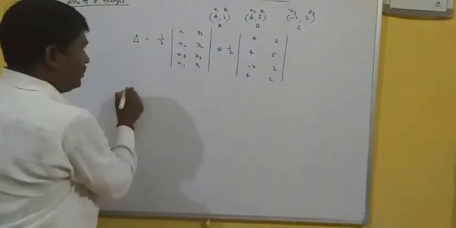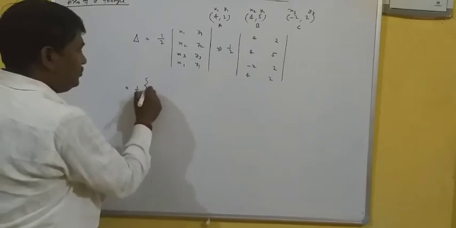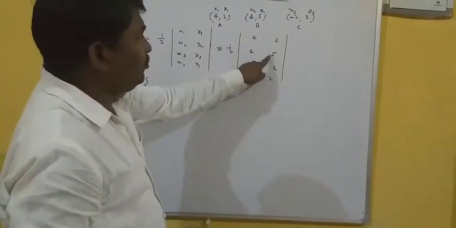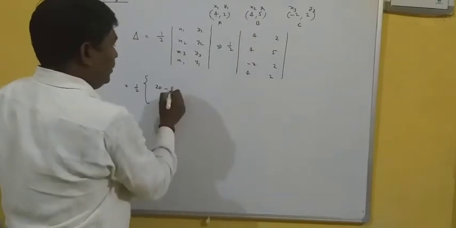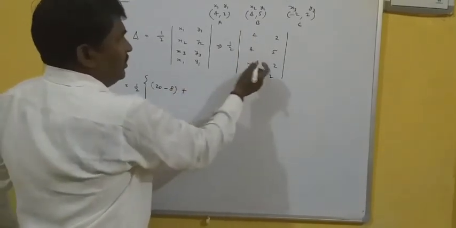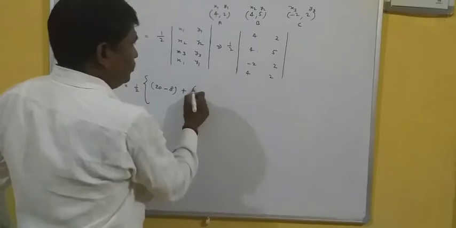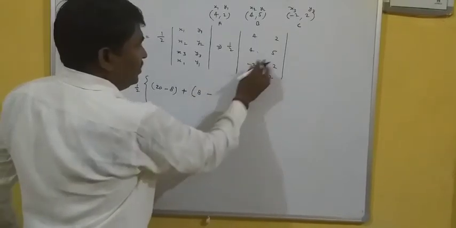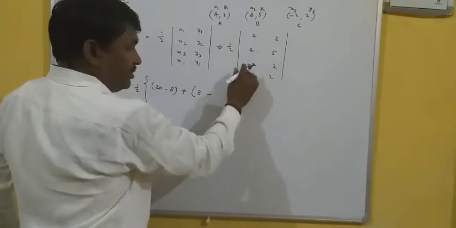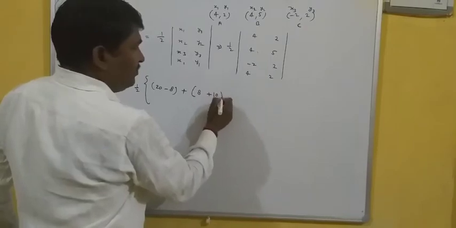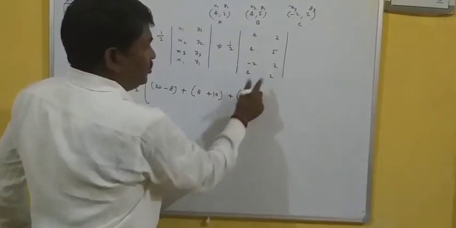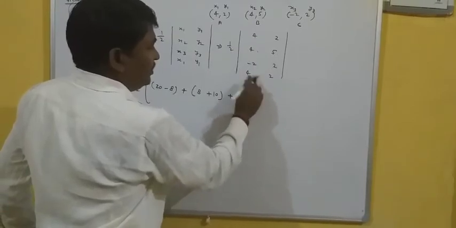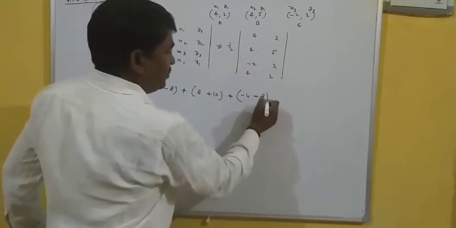So solving it, what will you get? 1 by 2. Now see, 4 into 5, 20 minus 4 into 2, 8 plus thereafter 4 into this 2, 8 minus 5 into 2, 10 minus 10. So minus minus plus. Thereafter plus minus 2 into 2, minus 4 minus 4 into 2, 8.